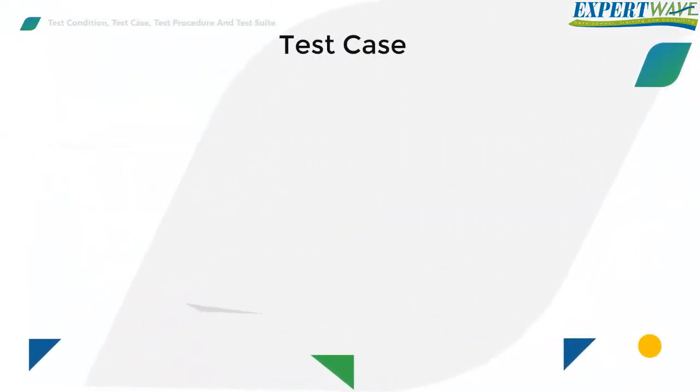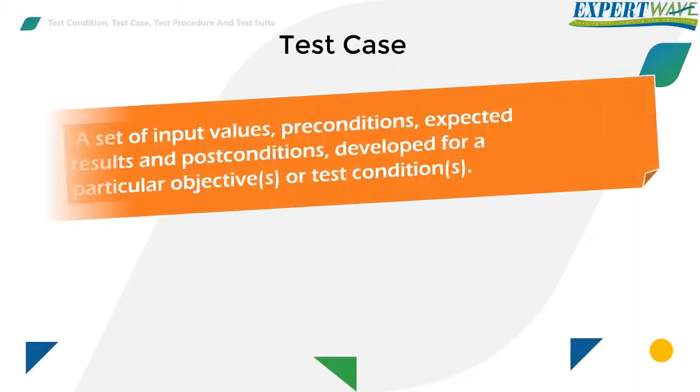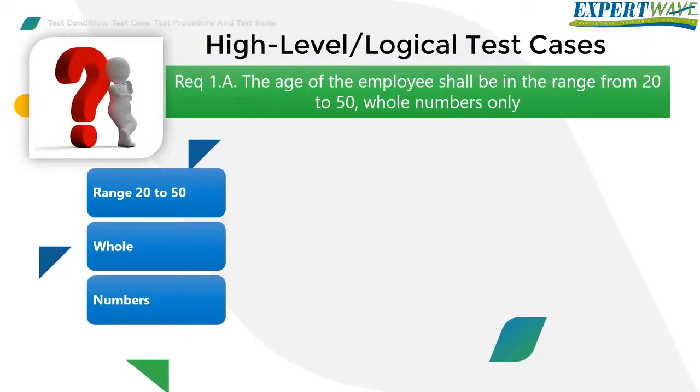The next step after creating the test conditions is creating what we call the test cases. So what is a test case? A test case is a set of input values, preconditions, expected results, and post-conditions developed for a particular objective or test conditions. Again, let's continue with our example to see how to create test cases. Range 20 to 50. How would you test this? Give it a thought for a second.